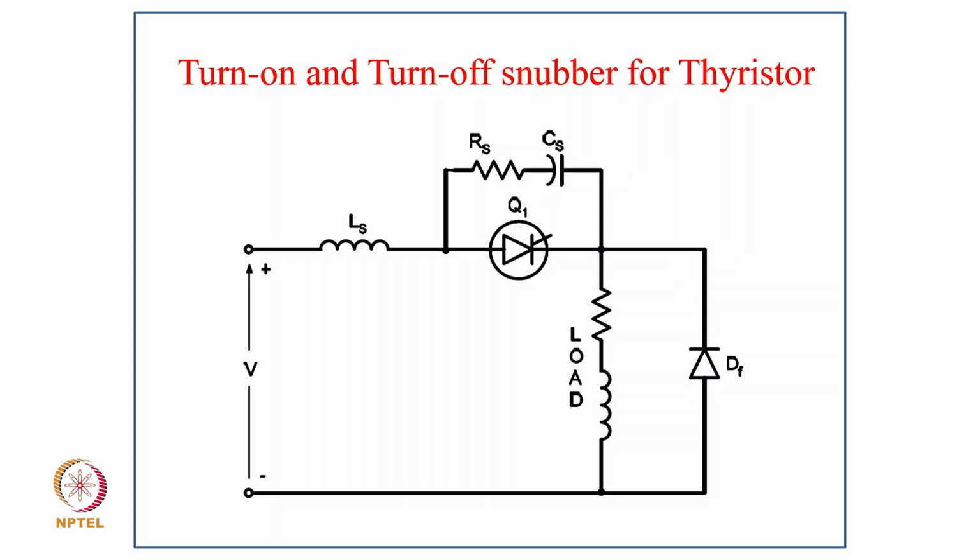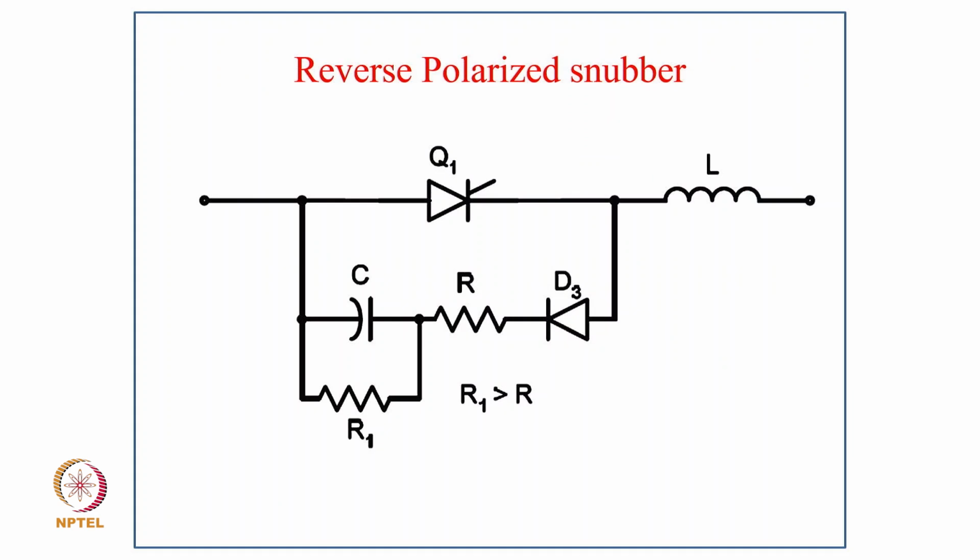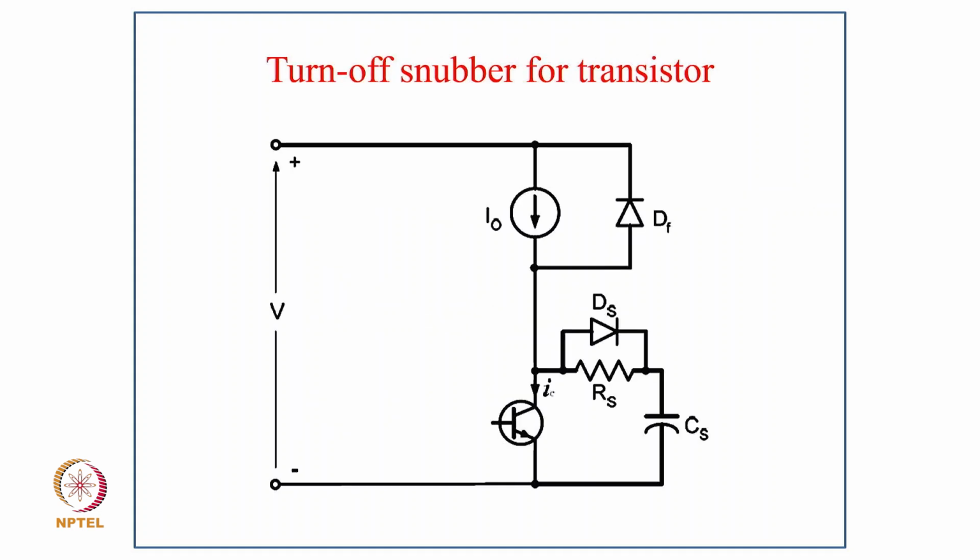Then again turn on and turn off for the thyristor, so you can have a snubber across the devices, and then the reverse polarized one. With the diode polarity changed, we have a reverse polarity snubber across the thyristor. Then the turn-off snubbers for transistors. You can see how it sits across the transistor, and when the device is turning off, it comes into the picture to limit the rate of rise of voltage across the transistor, polarized because of the diode, with a capacitor and typically a resistor.